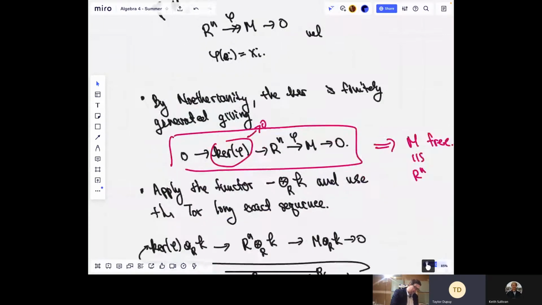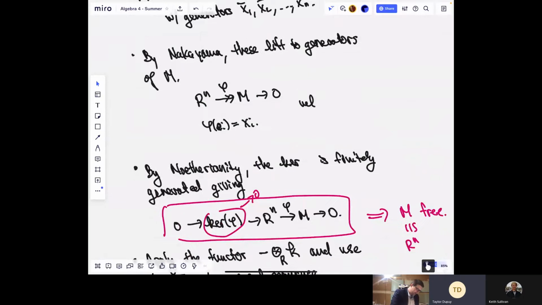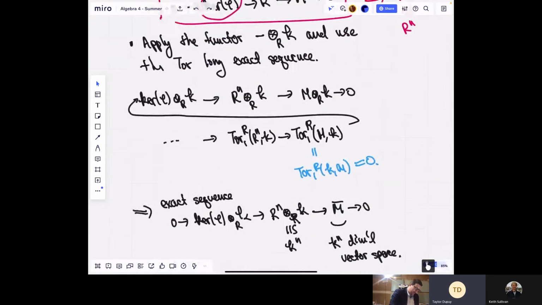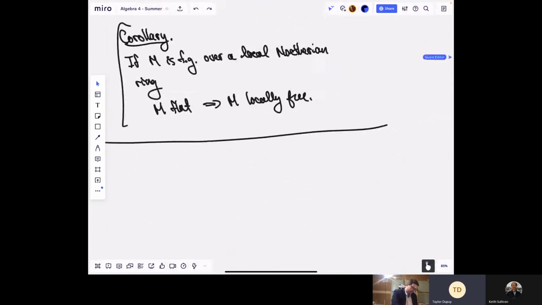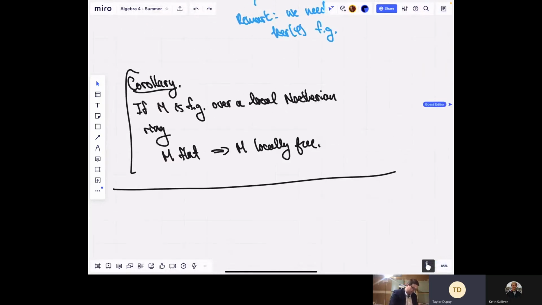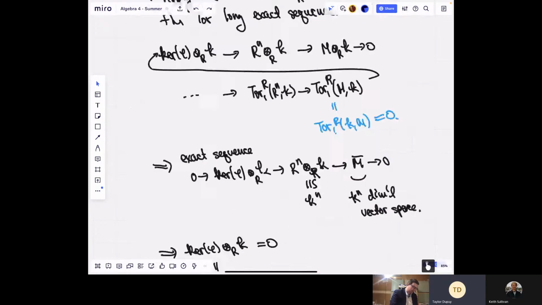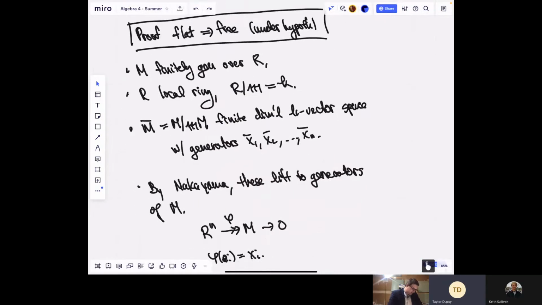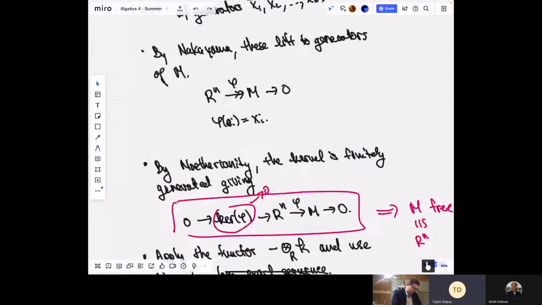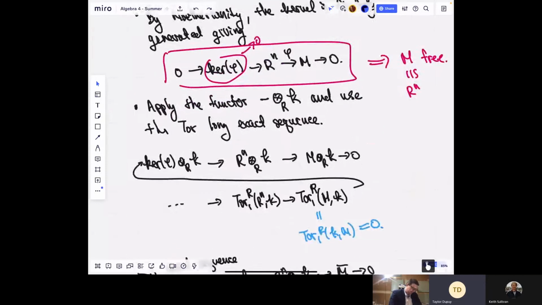So one of the things that we wanted to show was that, okay, flat implied locally free, or over a local ring that flat implied free. And so one of the things that we needed to bust out doing this was this Tor functor, right?